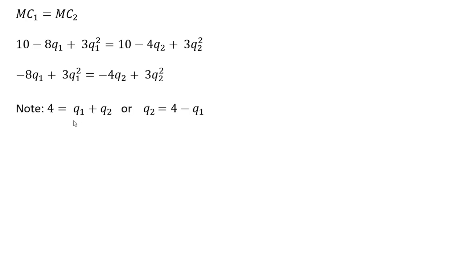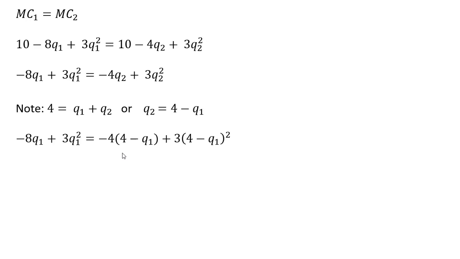And then the next important step is to recognize we're trying to produce 4 units of output. It doesn't matter where that output comes from, plant 1 or plant 2. So let's just solve this for q subscript 2. So plant 2's output equals 4 minus plant 1's output. And now I'm going to substitute this result into this above equation here. So where I see a q subscript 2, I'm going to now plug in 4 minus q subscript 1.